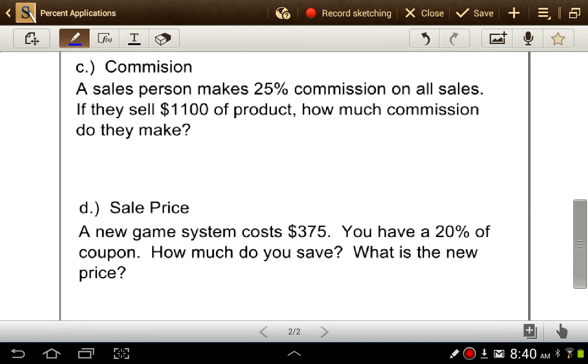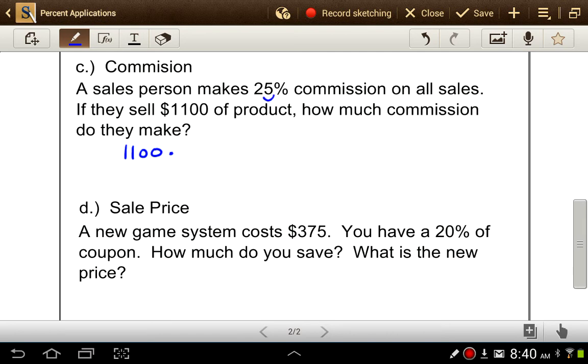All right, next, commission. A salesperson makes 25% commission on all sales. If they sell $1,100 of product, how much commission do they make? Now, for commission, guys, it's like what a salesperson makes. There's no adding it on to the original amount. For this one, you just have to multiply the amount of the product they sell times the percent that they make. So I'm going to do my $1,100, and I'm going to multiply by my 25%.